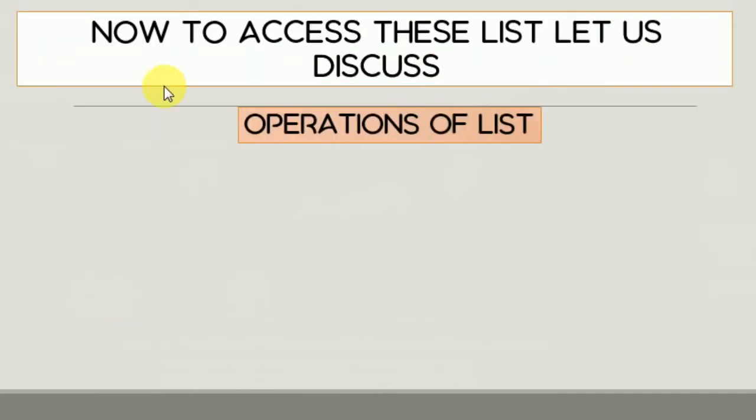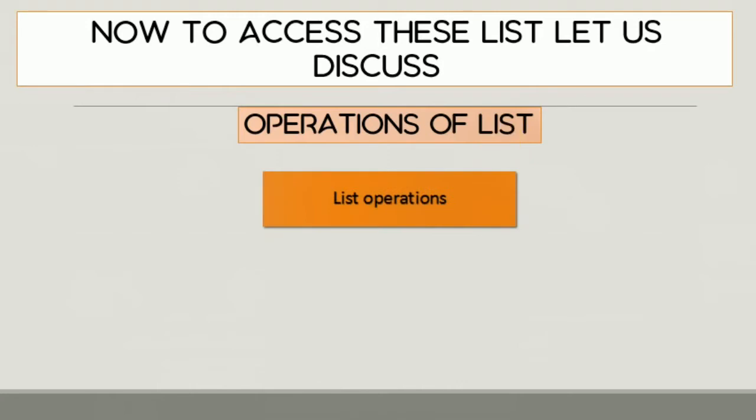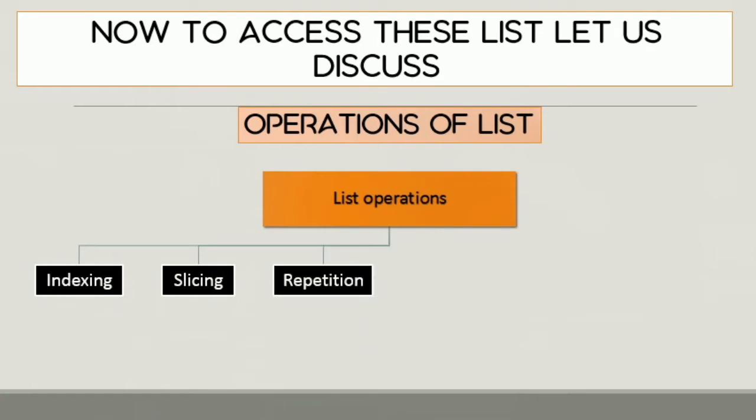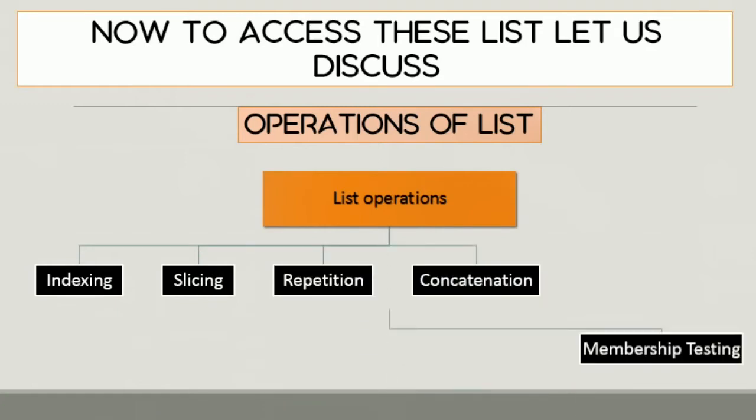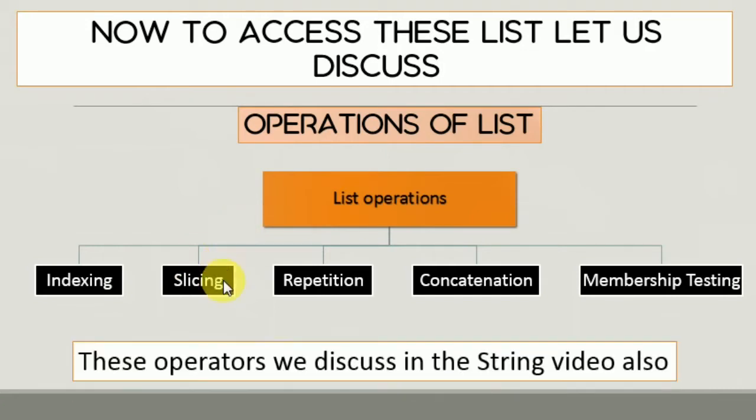Now how to access these lists? Let us discuss some operations, because these operators are going to tell us how we are going to access these list elements. So the list of operations that can be done in the list: first is indexing, second slicing, repetition, concatenation, and membership testing. You know that indexing and slicing we have already discussed in the string video. You can go through that also. You will understand what the use of indexing is, but I am going to explain these things in list also again. So first we will talk about indexing.